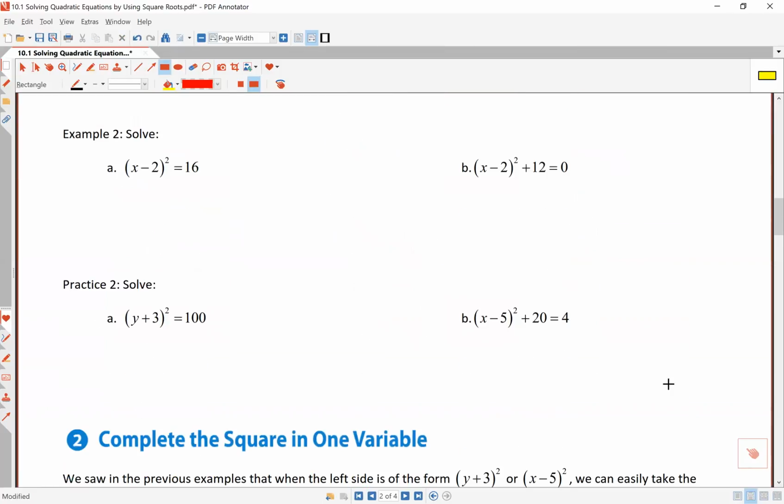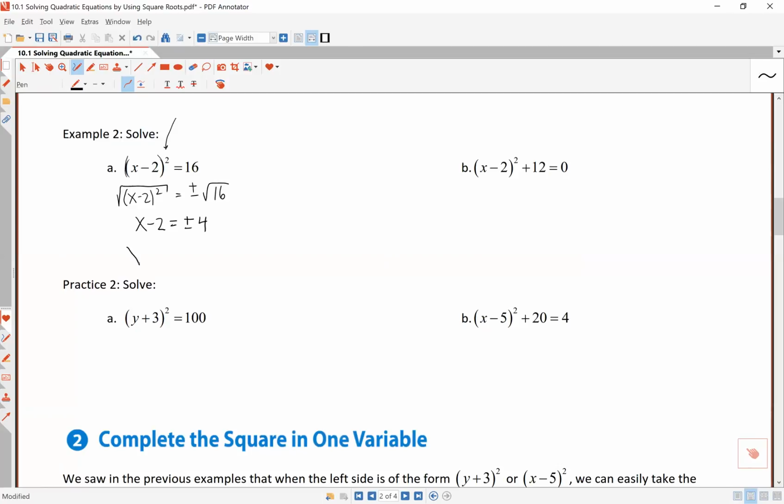Example 2. Now the square is on a binomial. The square root property works anytime the square is on some kind of expression with an x in it. We take the square root of the left side. We take the square root of the right side, remembering a plus or minus. Square root of x minus 2 squared is x minus 2. Square root of 16 is 4. So that's x minus 2 equals plus or minus 4.